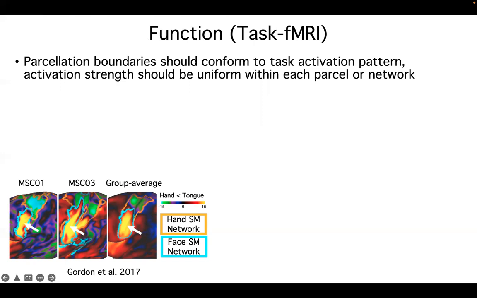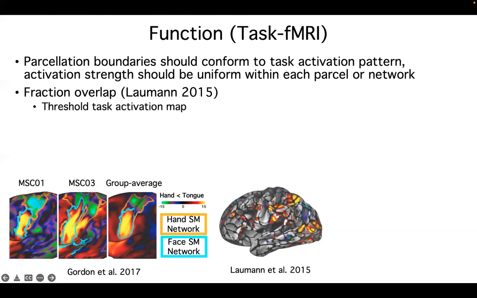It can be seen that the shape and size of the task activation patterns vary across subjects, while also conforming to the resting-state networks. Therefore, we expect the activation strength to be uniform within each parcel or network. But how do we measure this? One metric is called the fraction overlap. To compute this metric, we first threshold the task activation map.